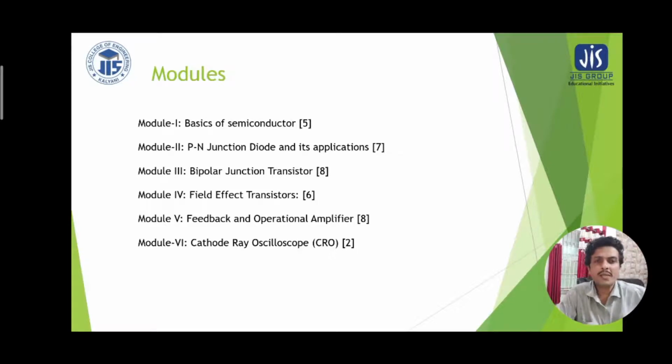This course comprises 6 modules. Each module has a limited number of classes: 5 classes are assigned to module 1 on basic semiconductors, 7 contact hours to module 2 on PN junction diode and its applications. Module 3 has 8 contact hours on bipolar junction transistor. Module 4 covers field effect transistor within 6 contact hours. 8 contact hours are assigned to module 5 where feedback and operational amplifier will be discussed, and 2 contact hours are assigned to module 6 where the cathode ray oscilloscope will be discussed.